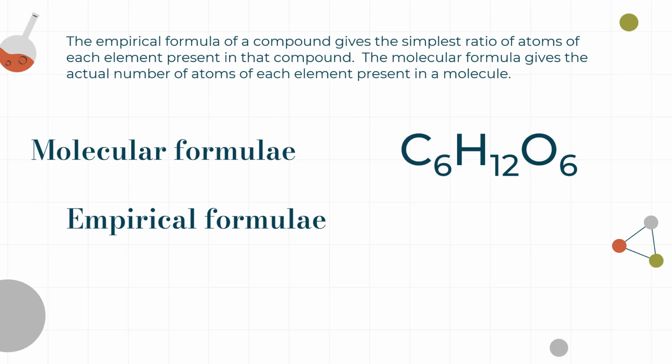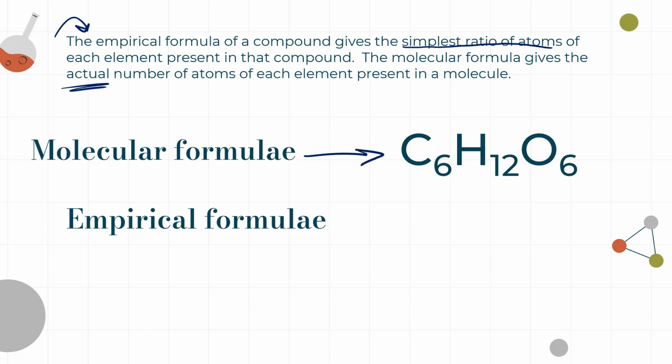Our definitions for empirical and molecular formulae are actually given to us in today's understanding. The empirical formula of a compound gives the simplest ratio of atoms of each element in the compound, whereas the molecular formula tells us the actual number of atoms of each element.